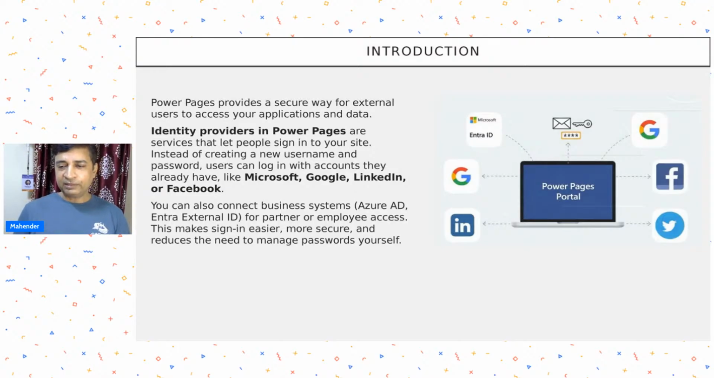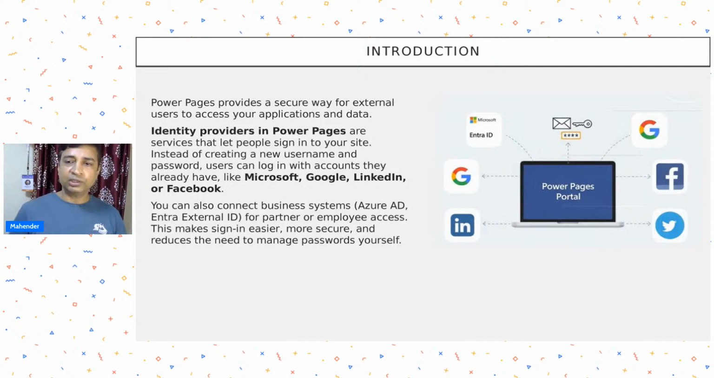Apart from that, in the standard way, when we want to access Power Pages, we use a username and password, and we store that on the contact. The contact is the user that we use when we want to access Power Pages, and there we store the username and the password, and using that we can access Power Pages. So that's the standard way. But what if we don't want to use that? Instead, we want to use any of our existing social media accounts or another Microsoft account to access Power Pages. That's where the identity provider comes into the picture.